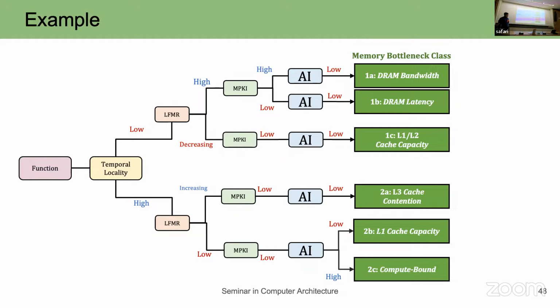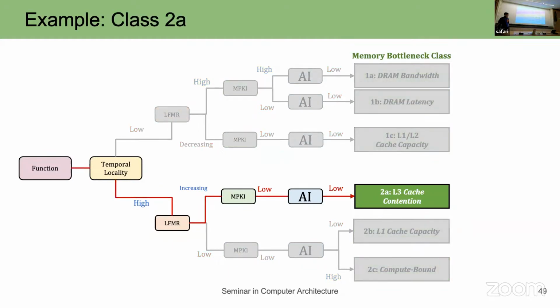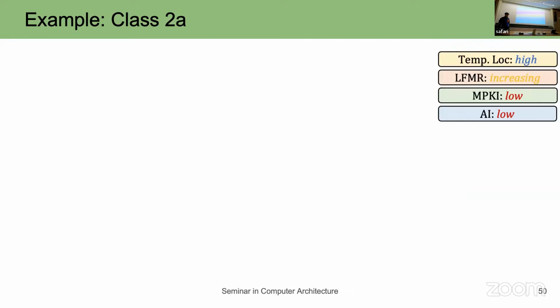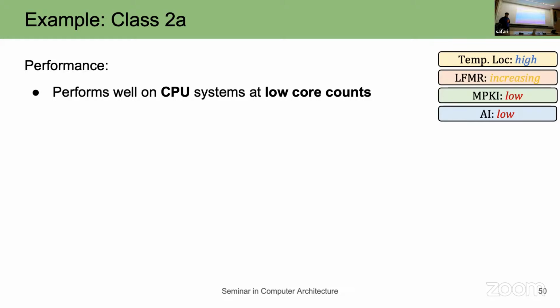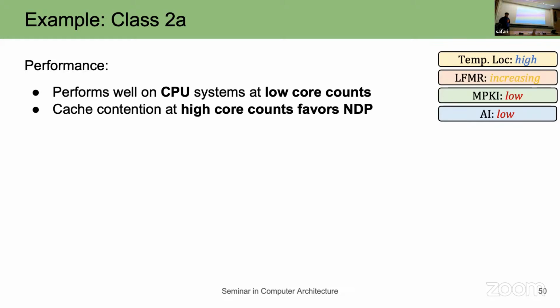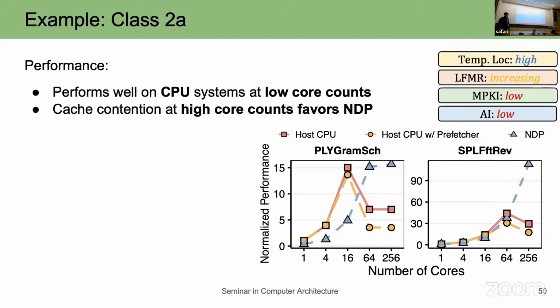So we'll look at group 2A, which is L3 cache contention bound. The class has high temporal locality and low misses per kilo instructions and arithmetic intensity, while the last-level cache miss ratio is increasing with the core count. For the performance, the authors found that it performs relatively well on CPU systems at low core counts, while at high core counts, it runs into cache contention, which favors NDP systems.